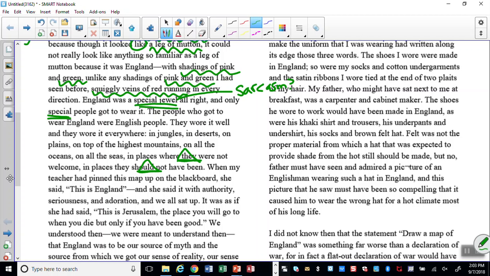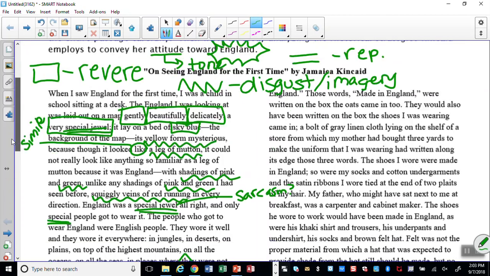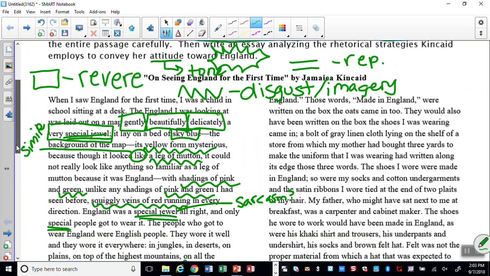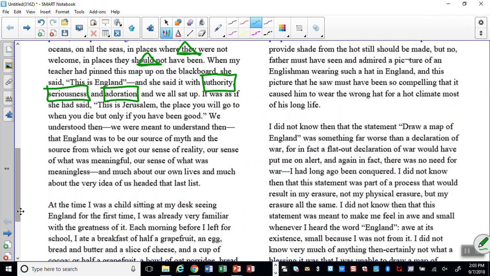teacher pinned up the map on the blackboard, and she said it with authority. She said this is England with authority, seriousness, and adoration. All right, so now she's using more terms of authority, and they should be revering England. So now I have two ideas presented to me, and I naturally want to follow the idea that she would revere England and that she wants to be English and follow everything that England does, but I'm going to keep annotating and see what else I find.